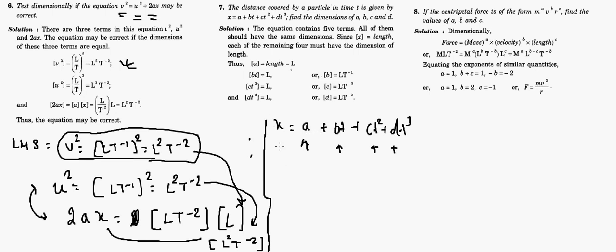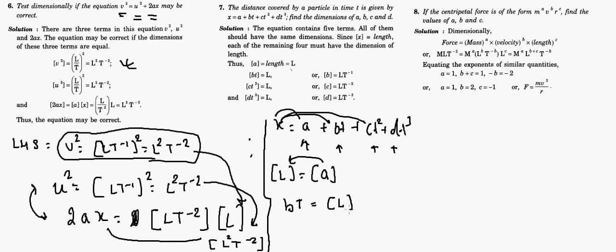Let's talk about this x. x is nothing but L. Let's equate it with a. So a will have the dimension L. We can equate x with each term one by one. Let's discuss bt. bt is equal to x, which is L. So b will have L t inverse.